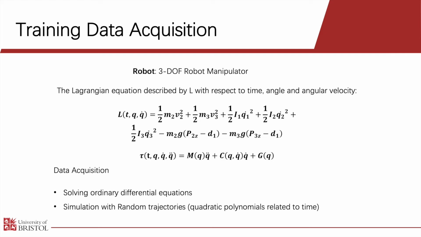These are two approaches to get the training data. One is to solve the ODE, but it can only solve the ODE for one torque value at a time. So we generate some random trajectories using quadratic polynomials to get the training data. Then we use the training data and fit the dynamics model, which will be applied to generate trajectories with minimal energy and to avoid dynamic obstacles.